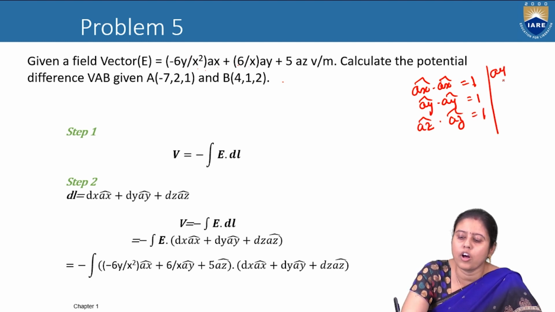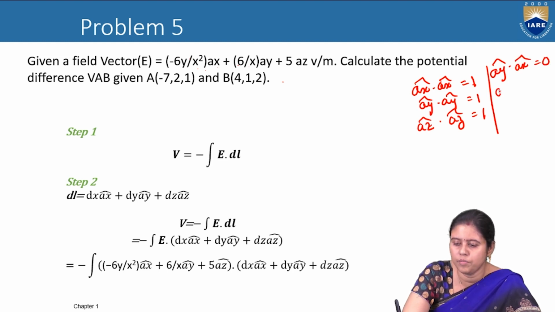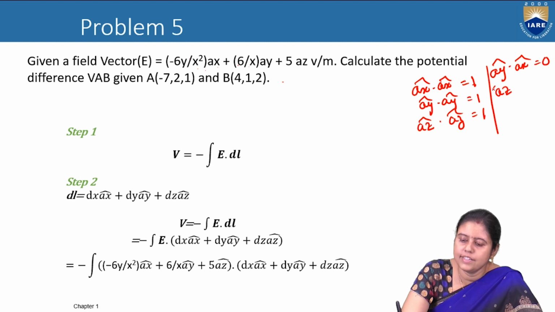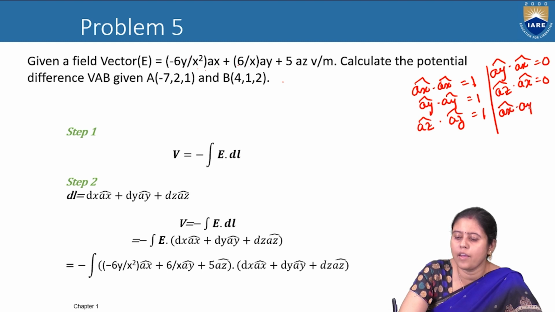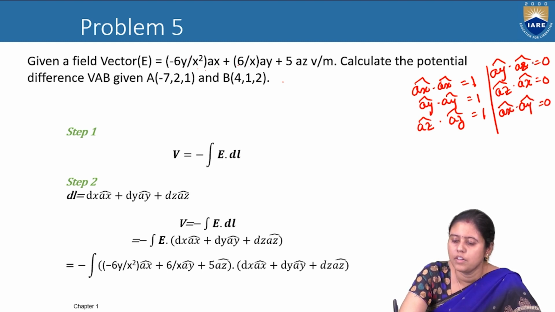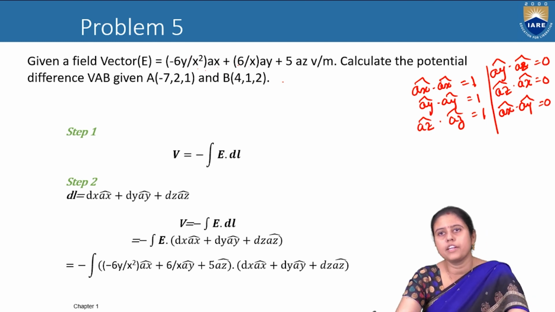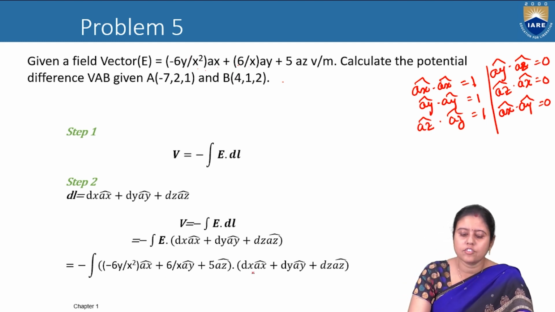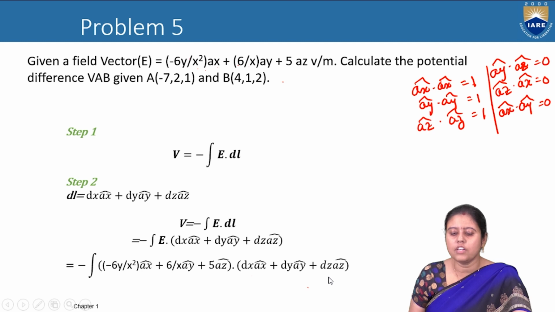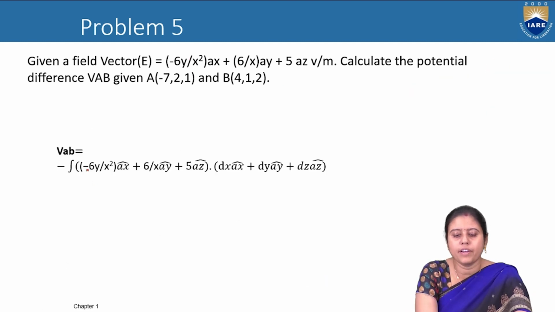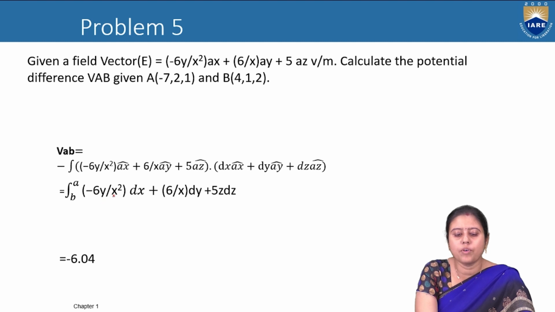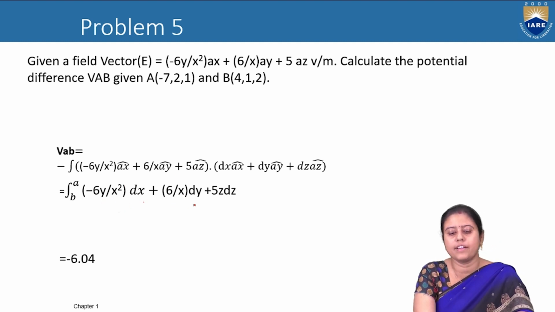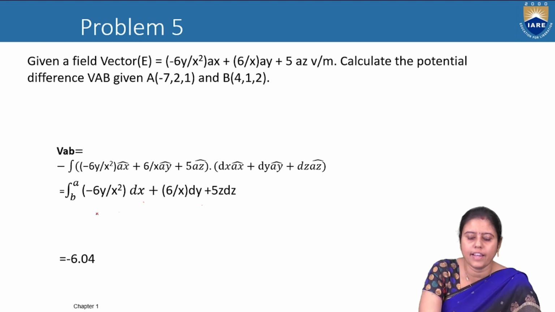But if we do the dot product crossly, ay dot ax is equal to 0, az dot ax is equal to 0, and ax dot ay is also 0. So if we do the multiplication, we will only get ax dot ax, ay dot ay, az dot az. After multiplication we get minus 6y by x square dx plus 6 by x dy plus 5 by z dz.